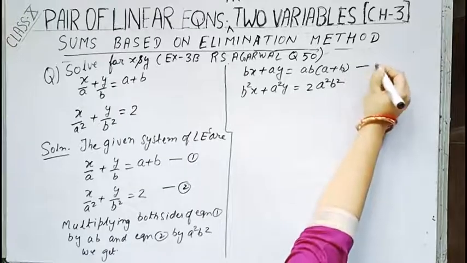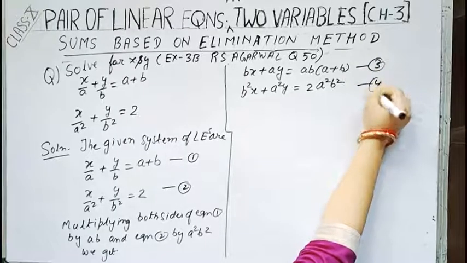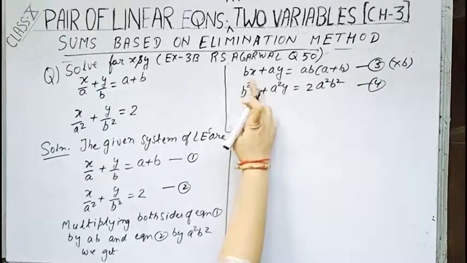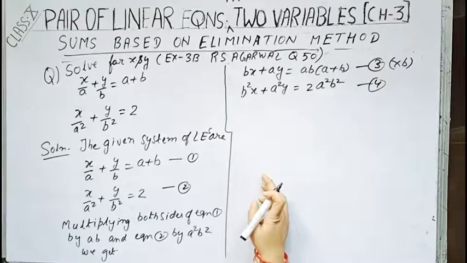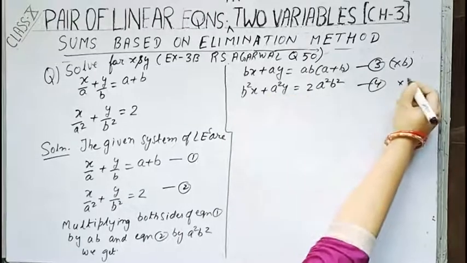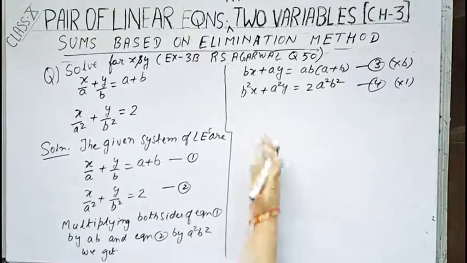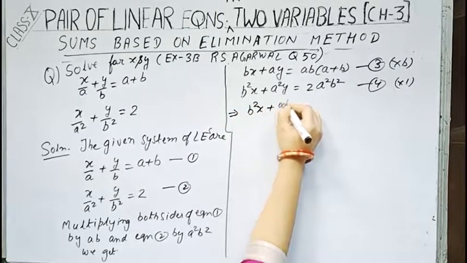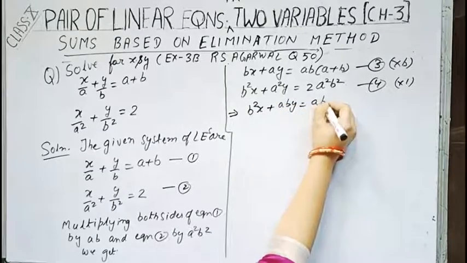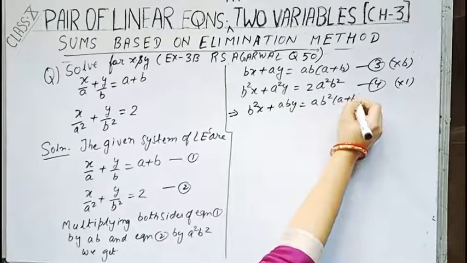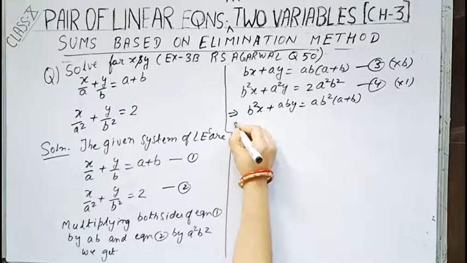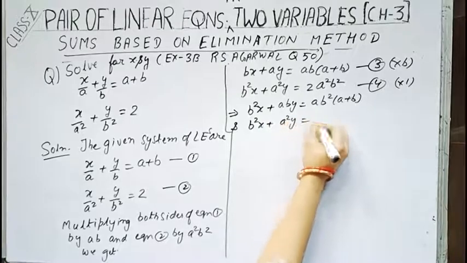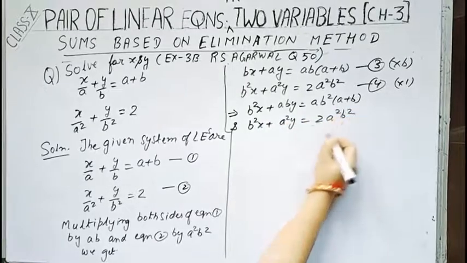Now let us make it equation number 3, and this as 4, and multiply this with b. If I multiply this with b, it will be b square and the coefficient of x will be the same in both the equations. If you want to write, you can write 1 over here. So this implies b square x plus aby equals ab square into a plus b, and this we will copy as such: b square x plus a square y equals 2a square b square.